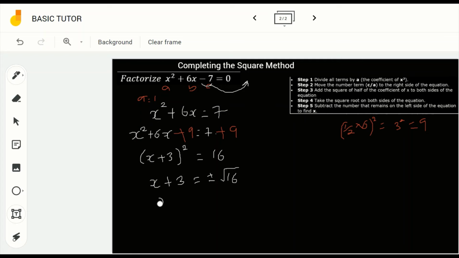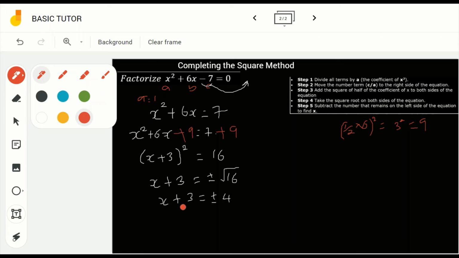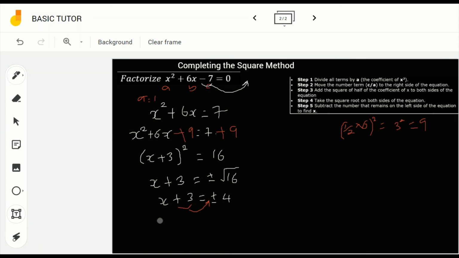So next is x plus 3 equal to plus or minus the square root of 16, which is 4. Alright, so what I do next is make x the subject. That means my plus 3 will move to the right, so plus 3 becomes minus 3. So x equals minus 3 plus or minus 4. As you can see, this plus or minus ensures that we have two values as our final answer.